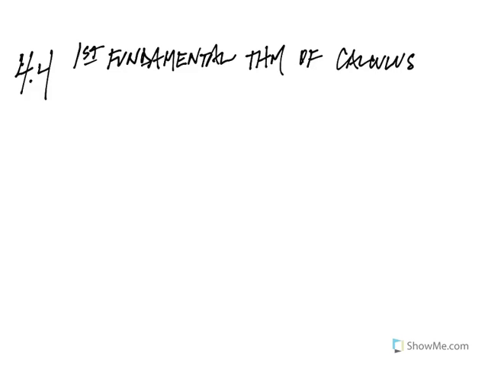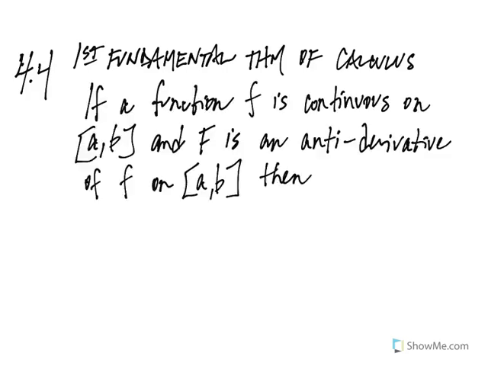Today is section 4.4, the first fundamental theorem of calculus. All right, here's the wording of the first fundamental theorem of calculus. If a function little f is continuous on the closed interval AB, this is an x-axis interval, and big F is an antiderivative of little f on AB, same closed interval, then the following is true.